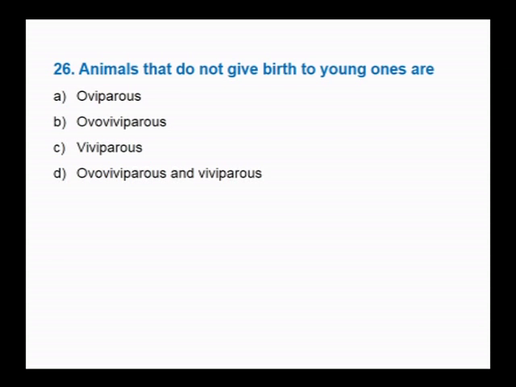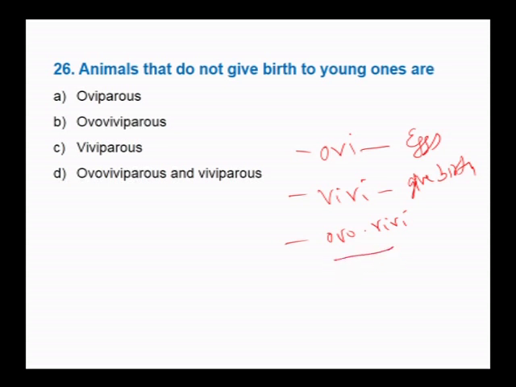Animals that do not give birth to young ones. As you know, animals are classified into oviparous, viviparous and ovoviviparous. Oviparous animals are those which lay eggs. Viviparous animals are those which give birth to young ones, where the mother provides nourishment in the womb.